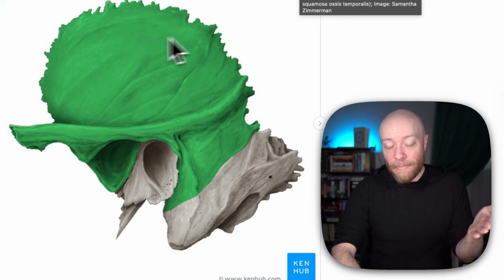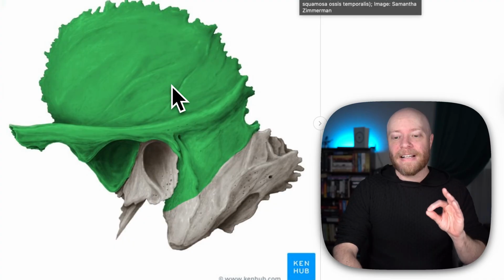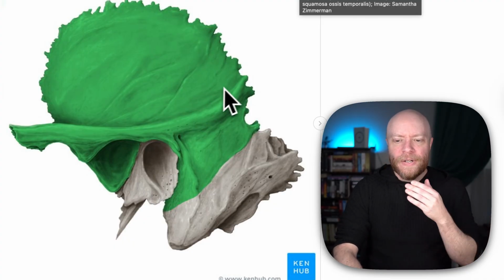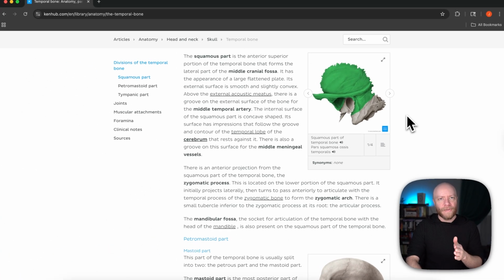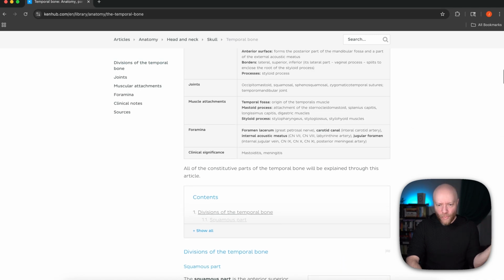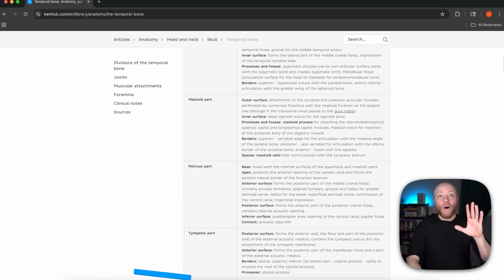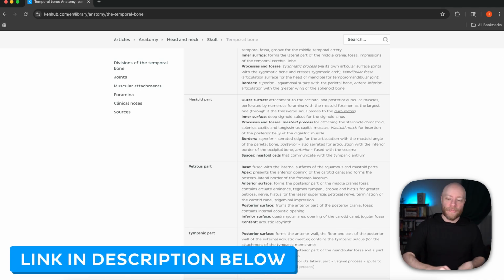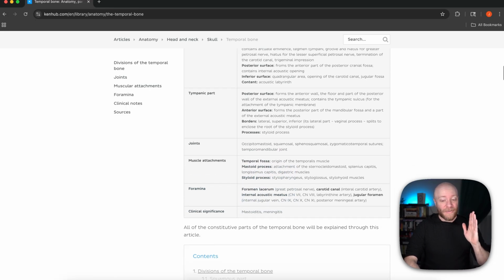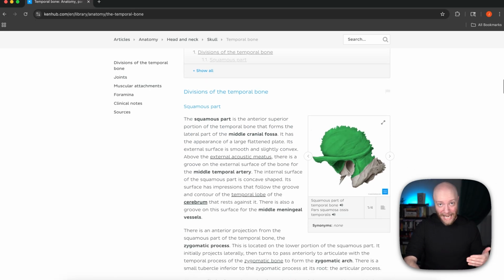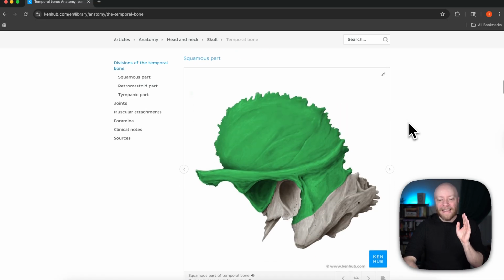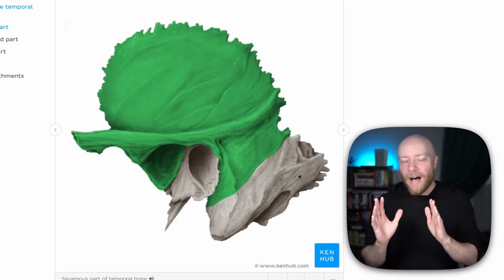But beyond that, the temporal bone is also just going to be endlessly fascinating. And there's so much more to this bone. To help us learn that, we are going to be using one of Kenhub's 100% free articles that we've left a link to down in the description below. This is a massive article. I strongly encourage you to check this out as we're going through the video. You can follow along and read a whole lot more than we're going to be able to go into today. But let's go ahead and learn some of the different parts of the temporal bone.